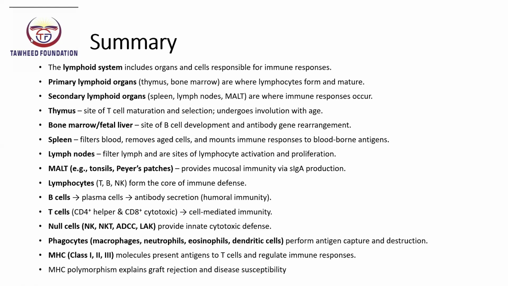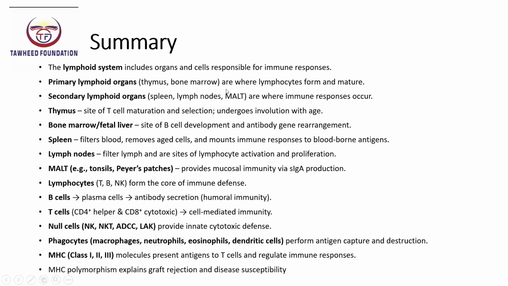Next is primary lymphoid organs. The primary lymphoid organs are the thymus and bone marrow. These are the main sites where lymphocytes are formed and mature into functional immune cells. T cells develop in the thymus while B cells develop in the bone marrow.